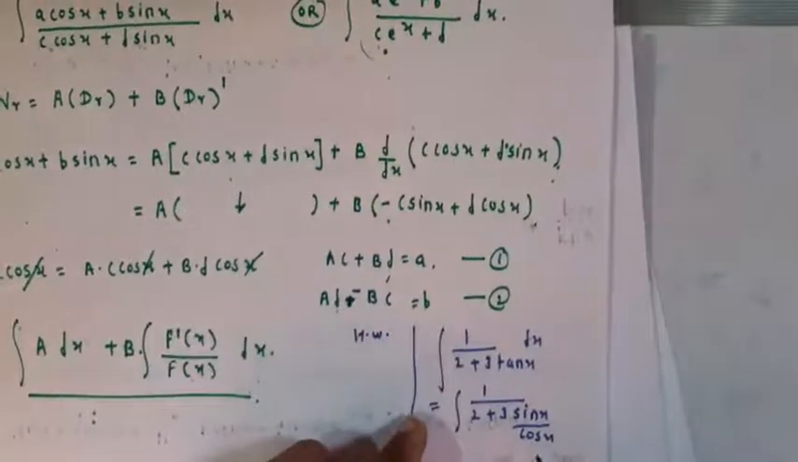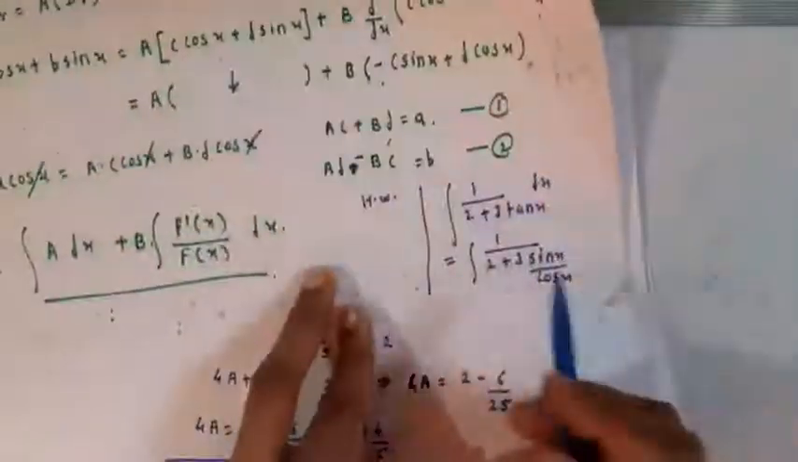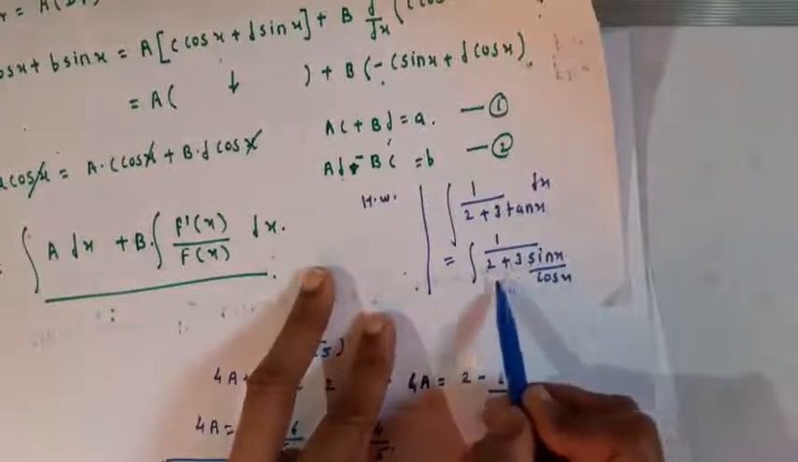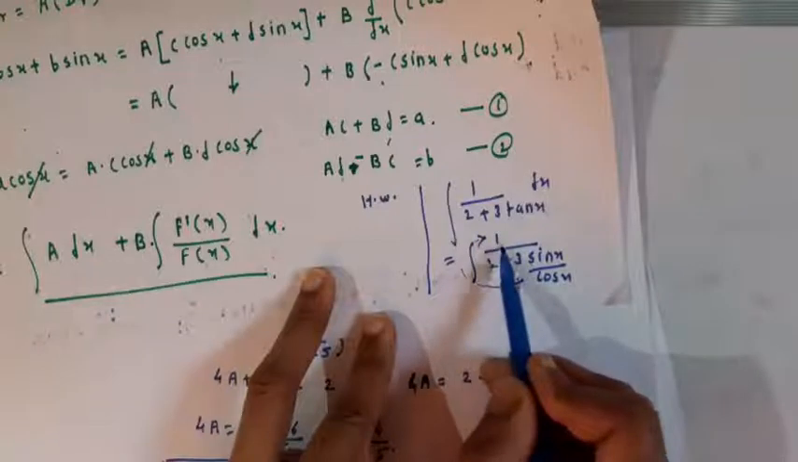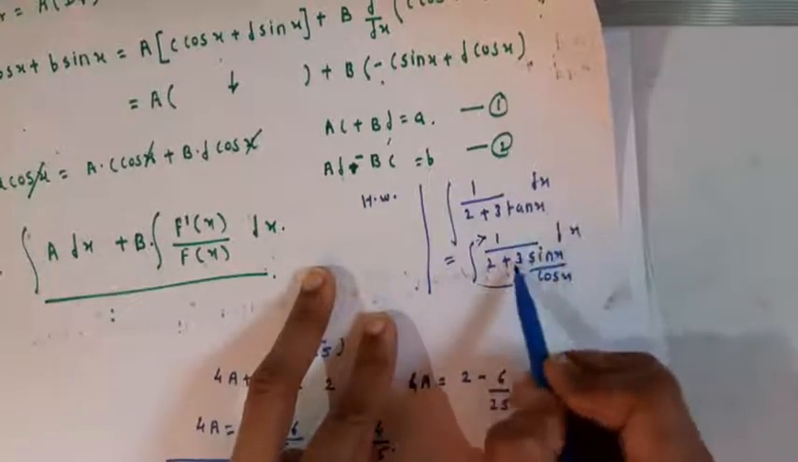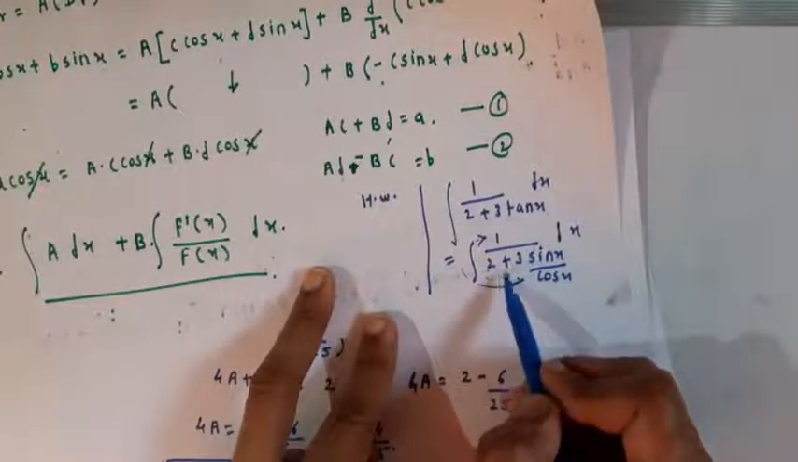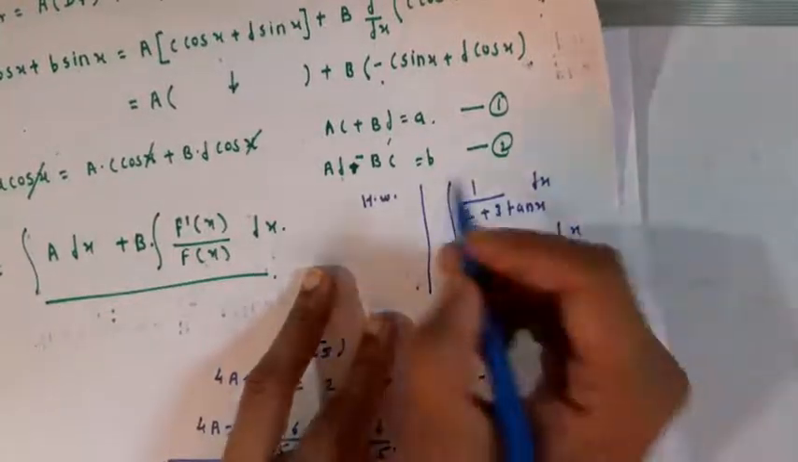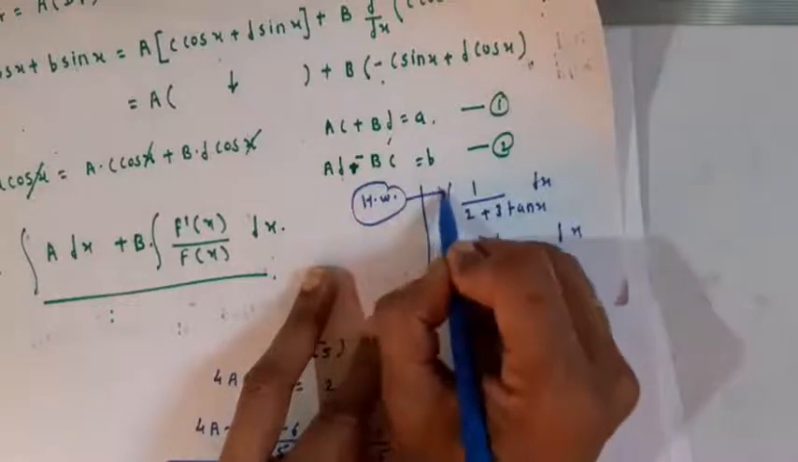Take the LCM at denominator, and you will get 2 cos x plus 3 sin x upon cos x. Shift this cos x to numerator and you will get cos x upon 2 cos x plus 3 sin x, and by the same method you have to solve the problem. So please solve this homework problem.